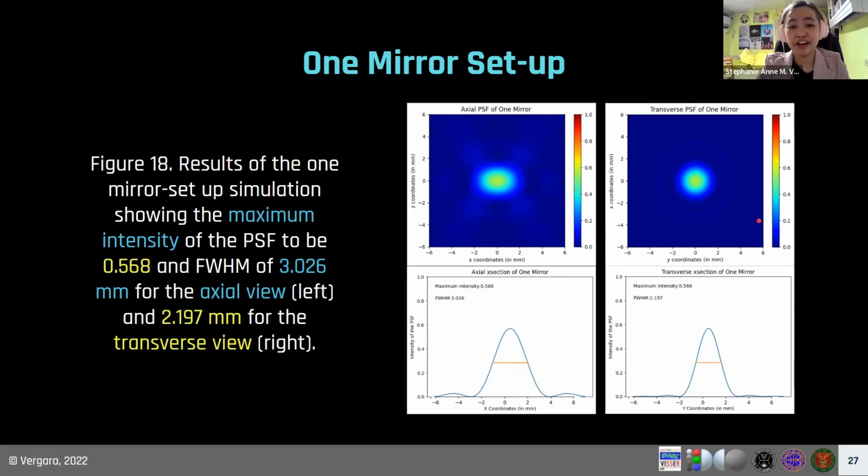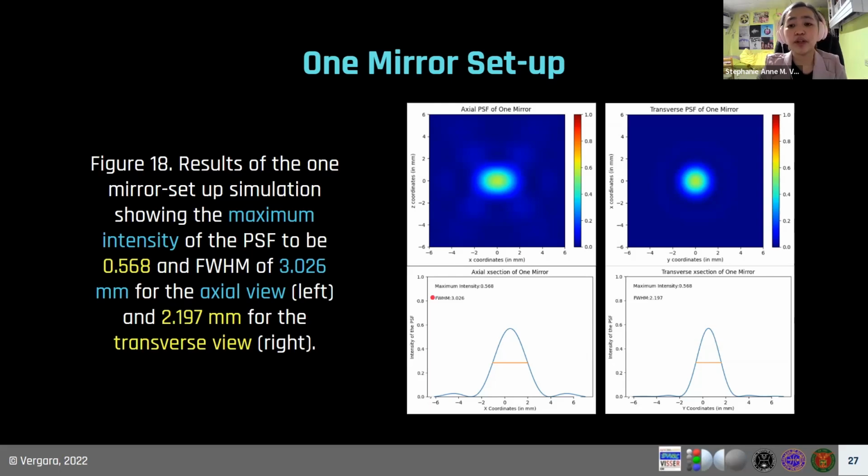These figures are normalized to the intensity of the configuration when the distance of the two mirrors is equal to 0. So results of the one mirror setup show that the maximum intensity of the PSF is at 0.568, normalized to the configuration with a distance of 0. Here is the maximum intensity for the axial and the transverse, which is just the same point.